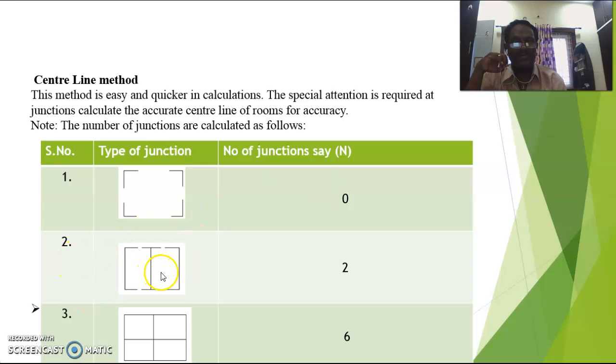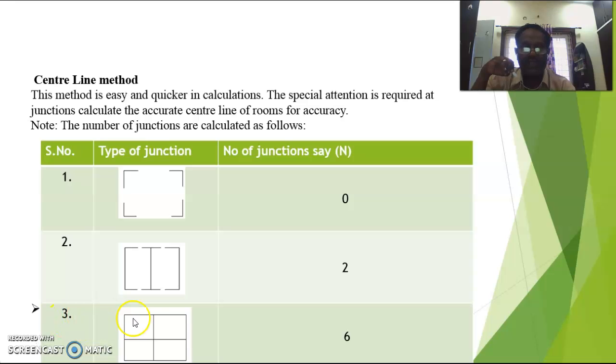Suppose you have taken a two-roomed building. Here L is a corner, L is a corner, L is a corner, L is a corner. But here is one alphabetical letter T, maybe up or down. What is the shape? It is a T. So wherever the alphabetical T is there, it is called 1. So the total number of junctions is 2 here.